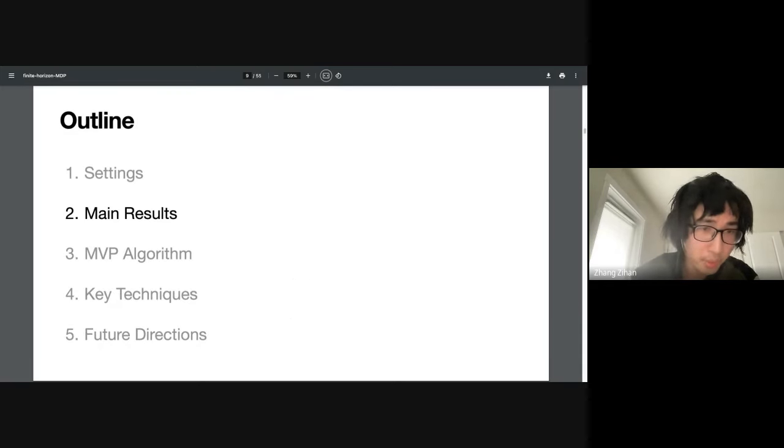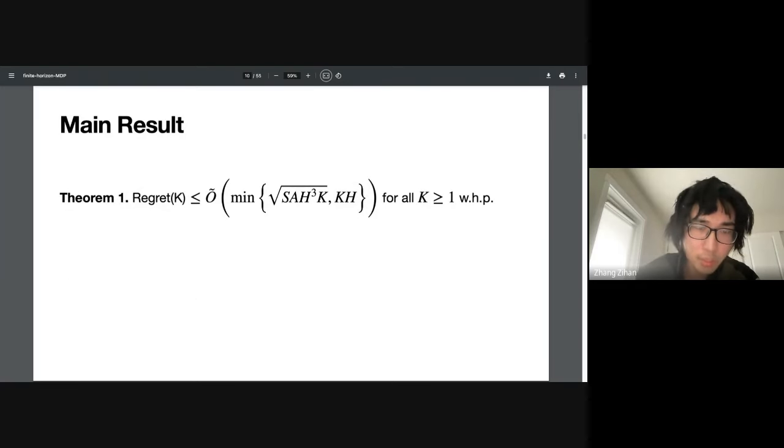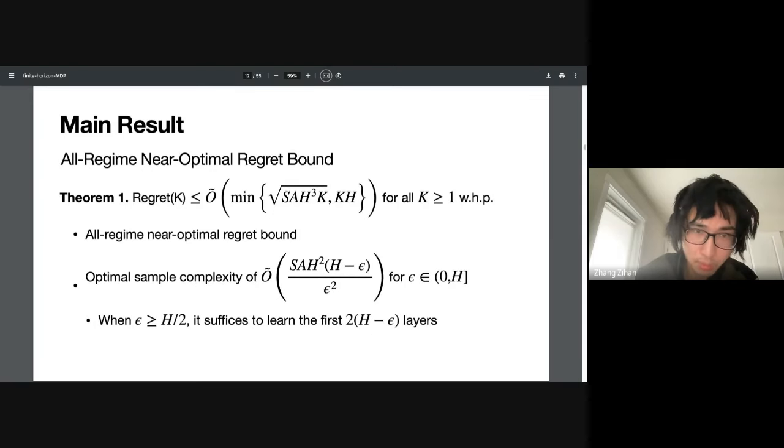Now I'm going to introduce our main results. In this work, our main contribution is that we prove a regret bound of Õ(sqrt(SAH^3 K)) for all K larger than 1. Combining this with the trivial upper bound of KH, we get the regret bound presented in Theorem 1. This is the first regret bound that is near optimal for the finite horizon MDP problem. With this regret bound, we can obtain a sample complexity of Õ(SAH^2 (H - epsilon) / epsilon^2) for every epsilon in (0, H). This step is by a standard reduction argument.